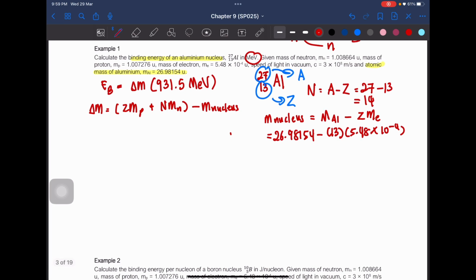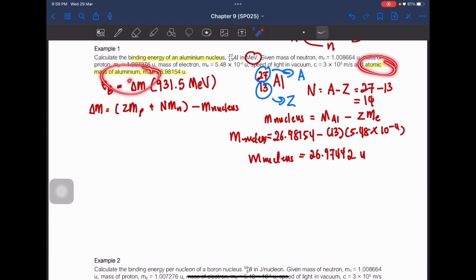Okay, so from here, this is the nucleus punya mass lah. So the nucleus punya mass is gonna be equal to 26.9742 U. Okay, so ini untuk, this is the step that you need to do kalau dia tidak bagi kita mass of nucleus. Kalau dia bagi kita atomic mass of something, we have to cari the mass of nucleus dulu lah.